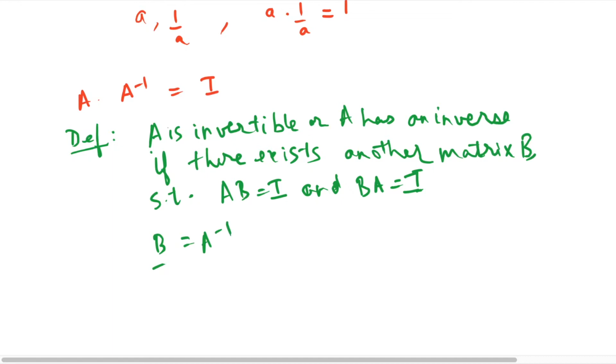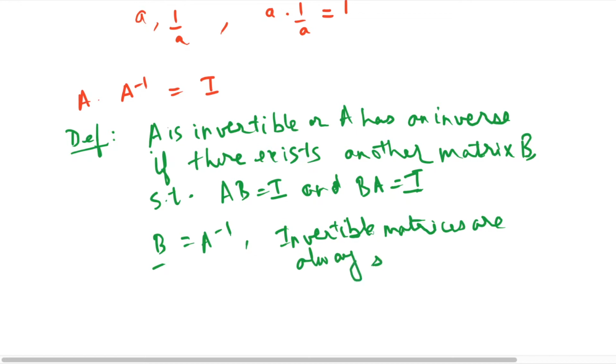Also, you need to remember that all invertible matrices are always square. Square matrices are the ones that have the same number of rows and columns.